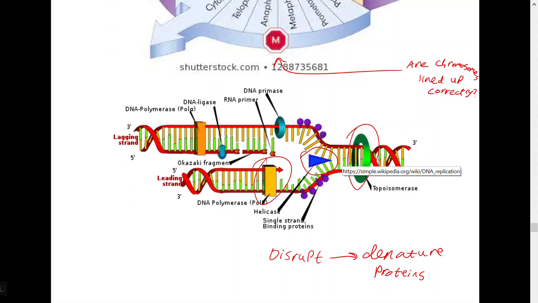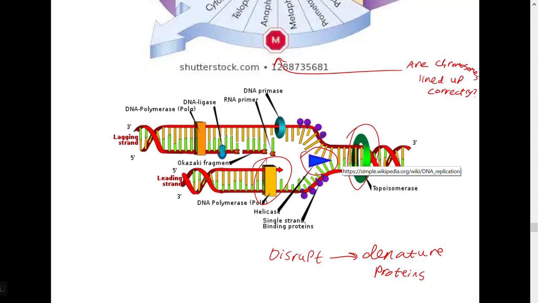Really, the big idea, the one thing I could see the AP possibly asking about is some of these proteins that deal with the Okazaki fragments, disrupting, or denaturing one of them, and how does that affect the whole DNA replication process? And the answer is it will make it pretty much only work halfway, right? The leading strand will get replicated, but that lagging strand might not, or it could take a lot more time for that lagging strand to get replicated.